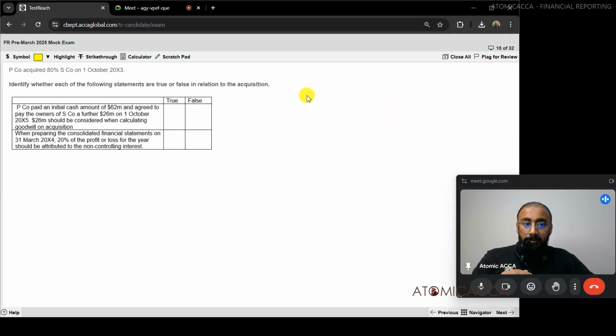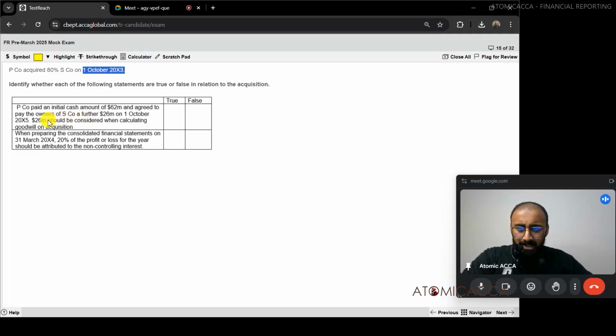And the last question, number 15 from section A. Identify whether each of the following statements is true or false in relation to an acquisition. P company acquired an 80% subsidiary company on 1st October 20x3. 1st October is the acquisition date, 80%. Okay. P company paid an initial cash amount of 62 million and agreed to pay the owners of S company a further 26 million on 1st October x5. So that is 1st October 20x3 and 20x5 is 2 years later. Okay. 26 million should be considered when calculating goodwill on acquisition.